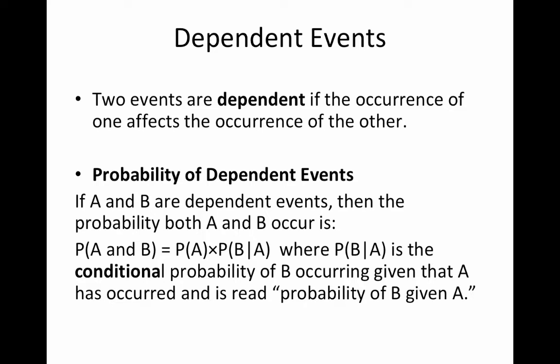Okay, so if A and B are dependent events, then the probability both A and B occur is the probability of A and B, and that equals the probability of A times the probability of B given A. Okay, so there's that little line segment right there, and it's read given, where the probability of B given A is the conditional probability of B occurring given that A has already occurred, and is read, as I said, probability of B given A.